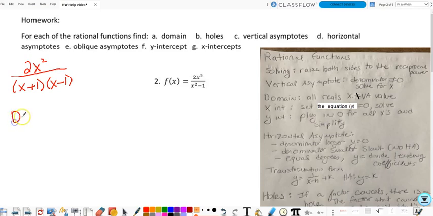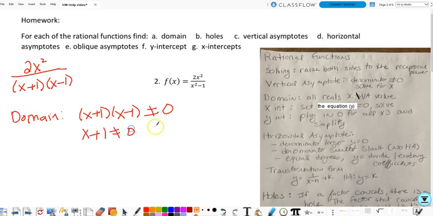Domain. Part A is when the denominator can't equal 0. So each factor cannot equal 0. So x cannot equal -1, and x cannot equal +1, because when you solve this, we get the -1 and +1.